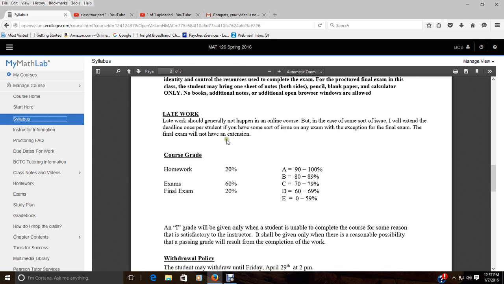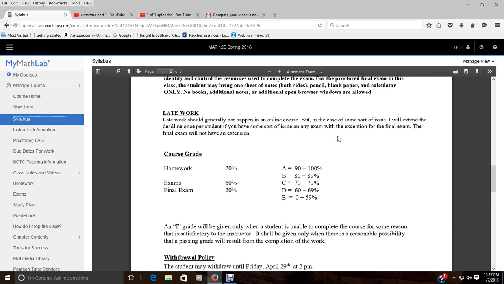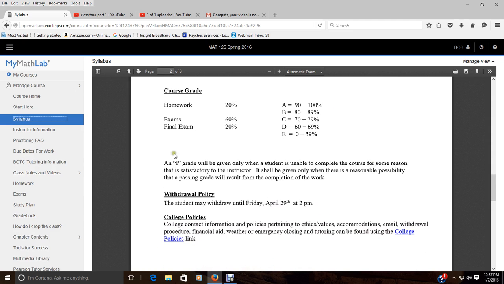Late work: if you miss a deadline, I will extend it once if you have some issue. Other than that, you will need some sort of proof, that either you were in the hospital or there was a problem with the website. So there's how your grade is determined. Incomplete grades only if you are really incapacitated.